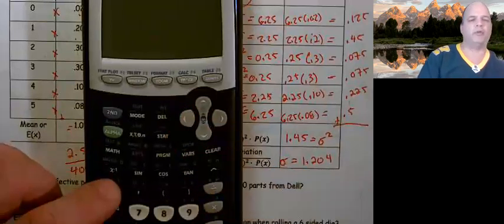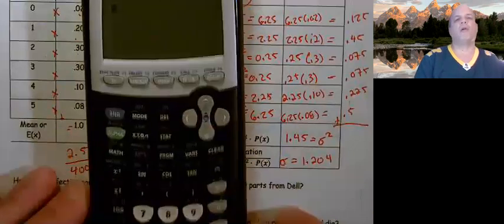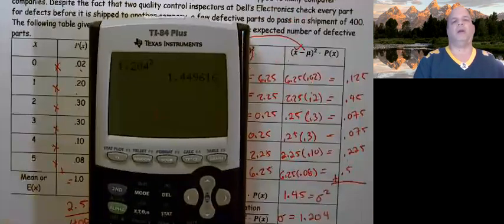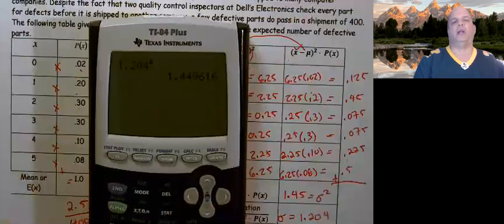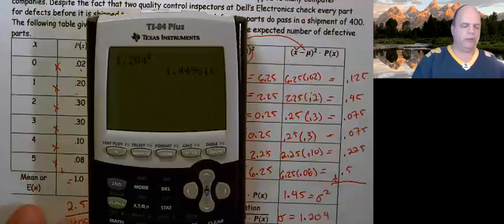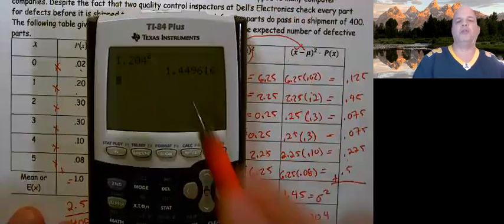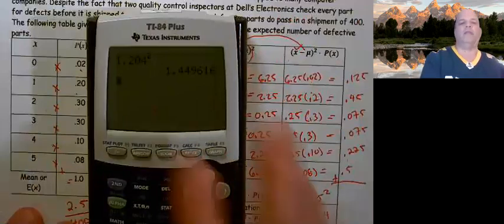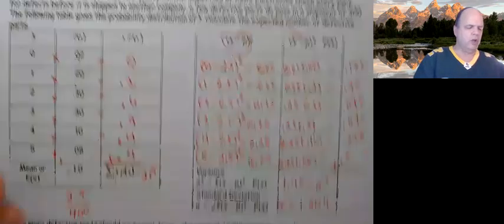1.204. I'm going to square it. And there we go. I know that's not exactly right. It should have been 1.45, but it's within rounding. It's good enough. Okay?